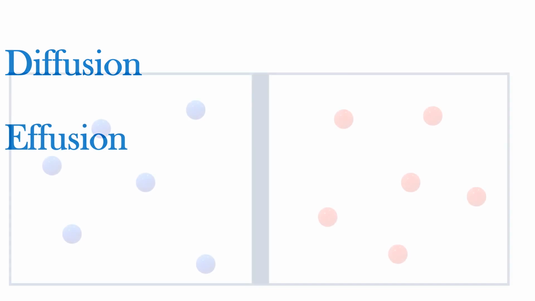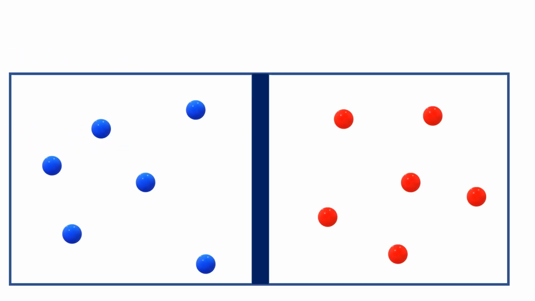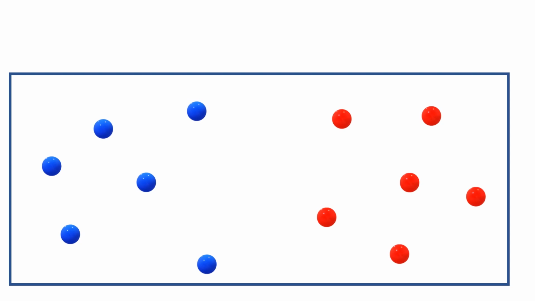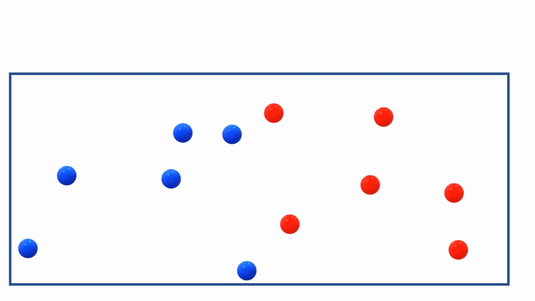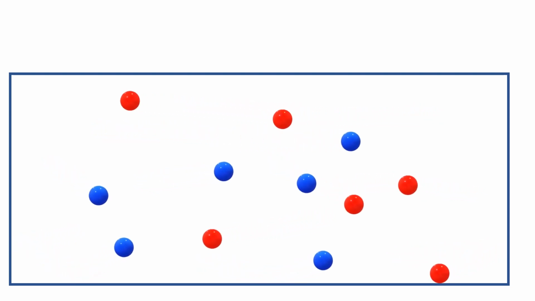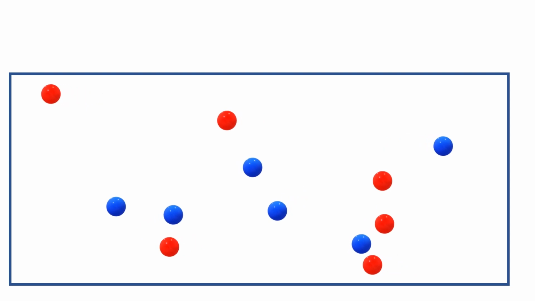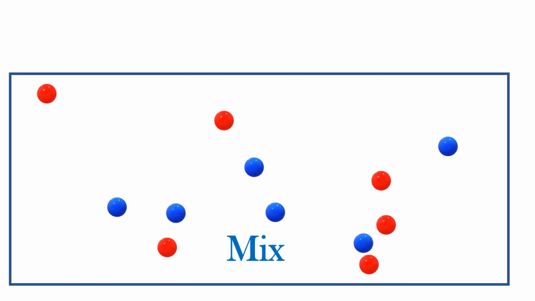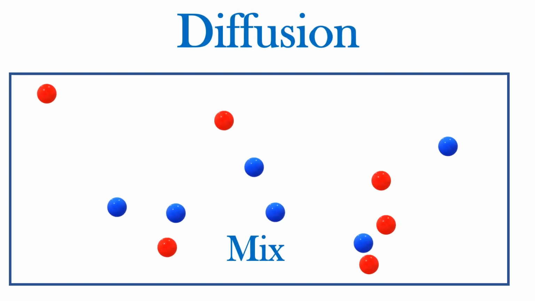There are two interesting phenomena that arise based on gas motion: diffusion and effusion. Imagine a container with two different gases separated by a divider. Then we remove the divider. The gases are in constant motion, thus will eventually, after some collisions, mix. This is called diffusion.